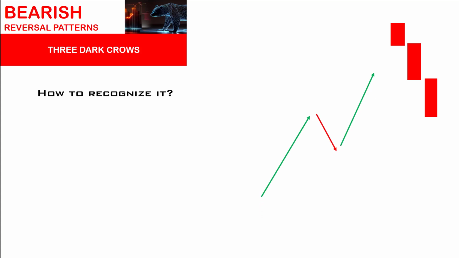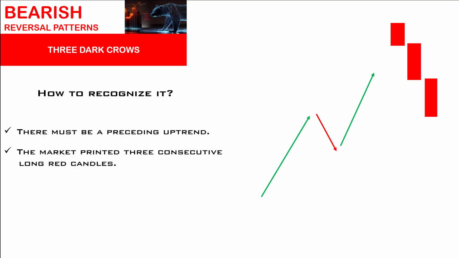This is three dark crows, or three black crows, as the case may be. This is another sign of aggressive bears in the market. It shows that the bears are totally in control, and they won 3 consecutive sessions in a row without any hesitation. There must be a preceding uptrend, so that is very, very key. Then you have a red candle which is relatively small compared to the next ones, but the second and the third candle must be longer than the first candle, which shows that the bears are throwing their weight into the market consecutively.